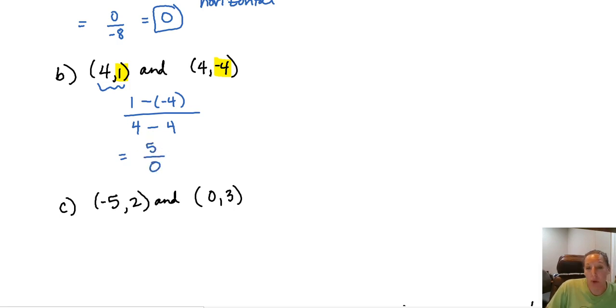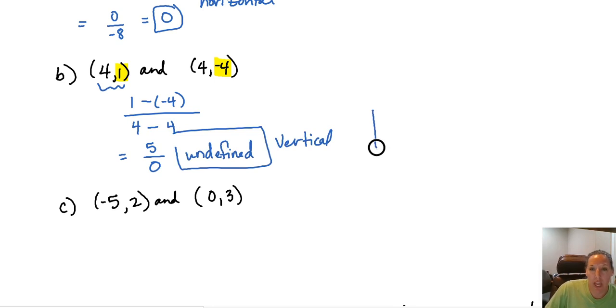over 0. Anytime you have 0 in the denominator, that means it is undefined. And undefined slope means that we have a vertical line. And so there we have our line that goes straight up and down. It will rise but never run.